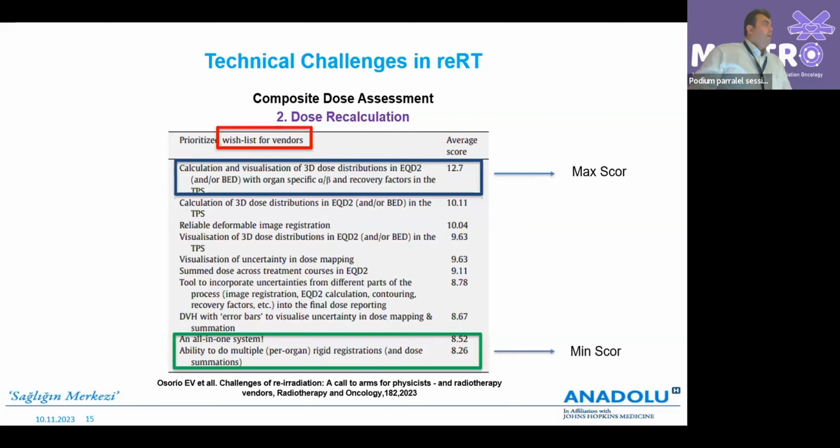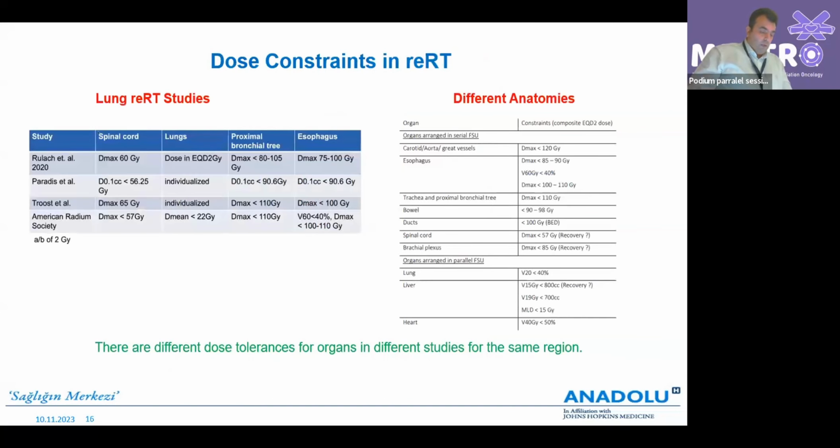If you look at the minimum score, they need to ask for rigid registration software. Probably lots of physicists now have a rigid registration algorithm, which means that they don't need one. So this is the minimum score. So they are asking the vendors, maybe there are some vendors here, to create software which calculates the EQD2, alpha beta value, recovery value, and BED value. This is the important message from the physicists to the vendors.